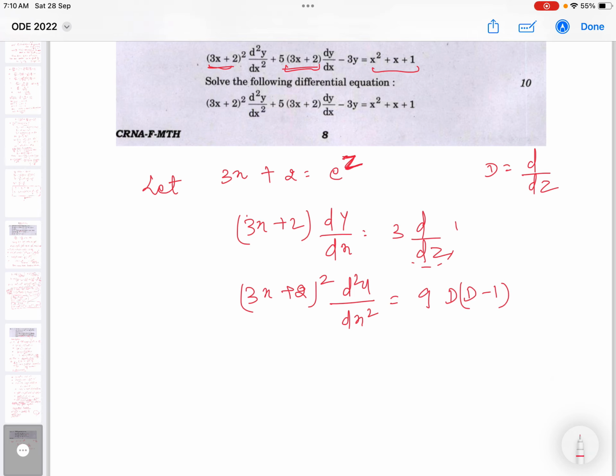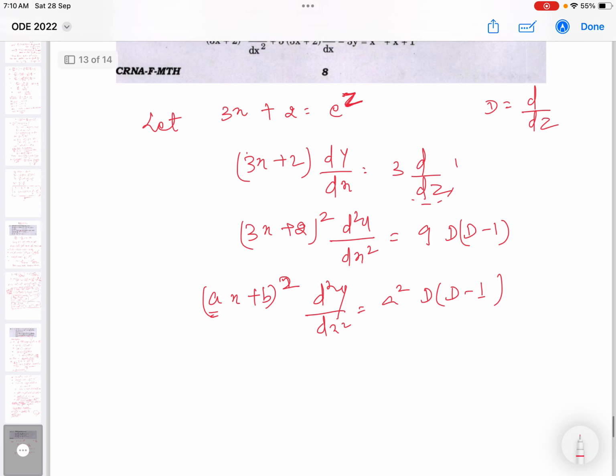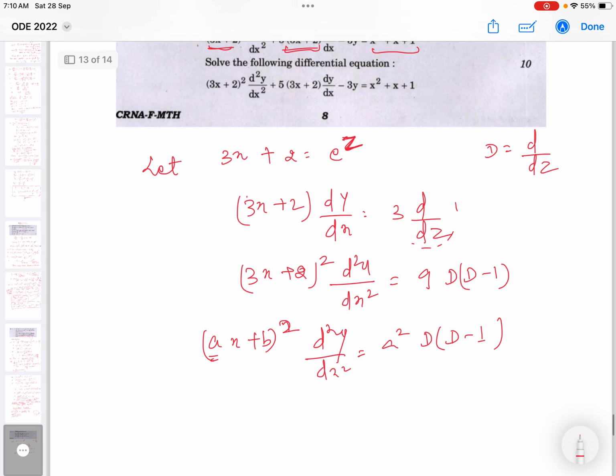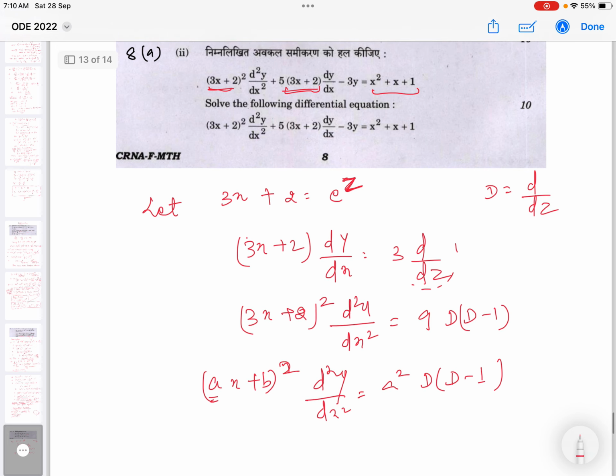How can we write it generally? In general terms, we can write it as: for ax plus b, the square of d y upon dx is a square D into D minus 1, where a is the coefficient of x. This can be extended to any order of differentiation. So we substitute this in the original equation and our task will be simplified.